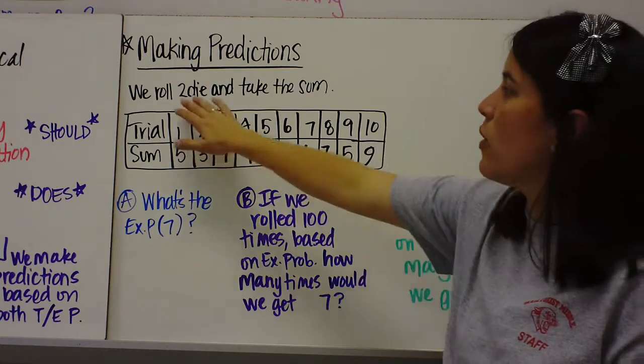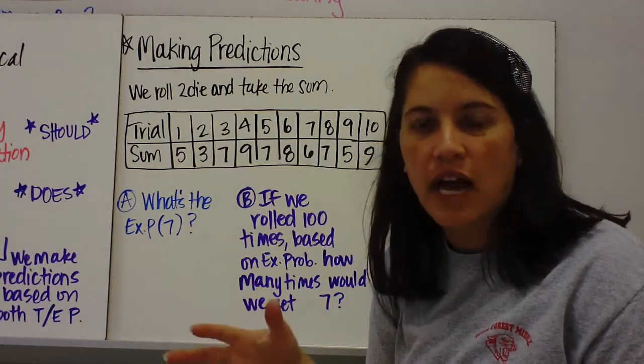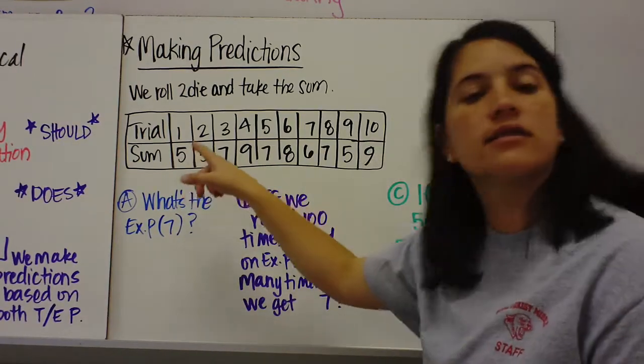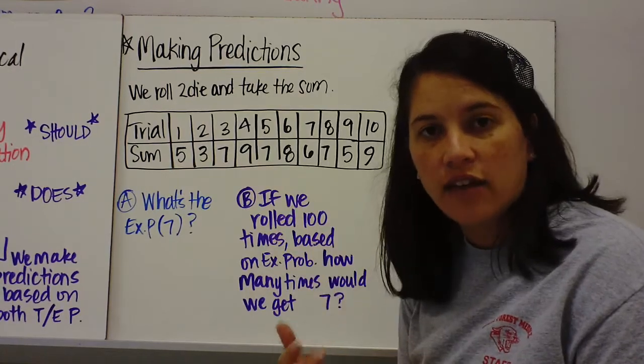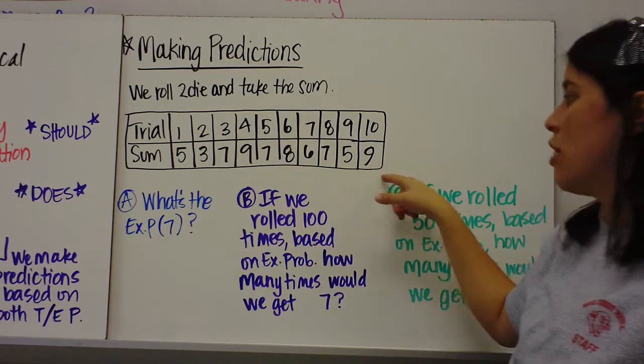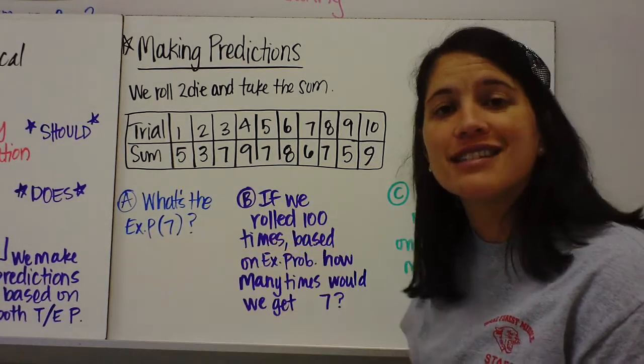We're going to make some predictions. Roll 2 dice and take the sum. So let's pretend I have some number cubes, some dice, and I'm rolling them 10 times. Every time I roll them, I record the sum of what's happened on the roll. So I've rolled them 10 times, and here are my sums. What is the experimental probability of getting a 7?